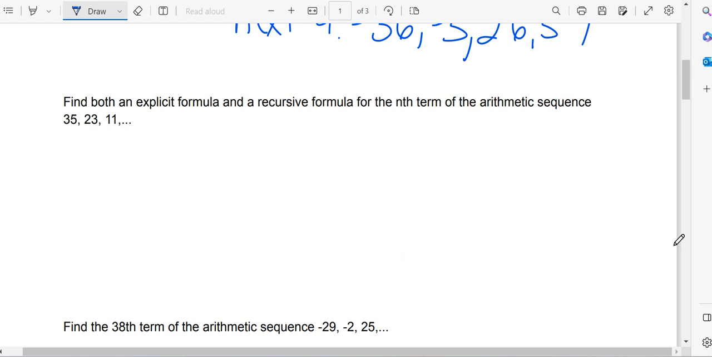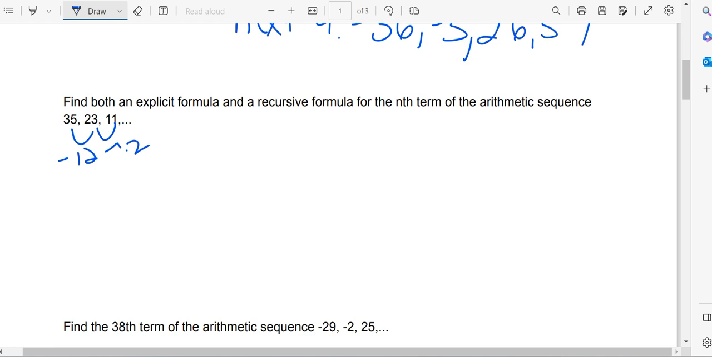Now we're going to have to use something that you learned in section 1. If you don't remember what the explicit or recursive formula is, look back at your notes from section 1. We're going to find both the explicit and recursive formula. So we need to find the common difference first in order to do this. The common difference is negative 12 each time. That's important for both the explicit and recursive.